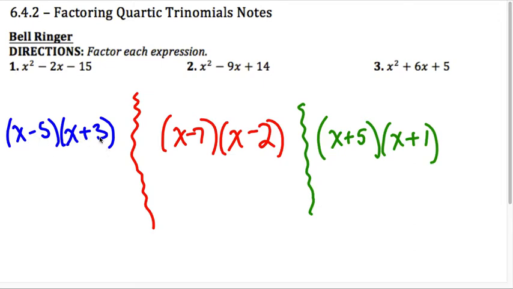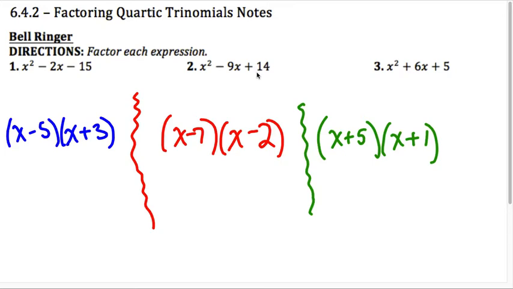Negative 5 times 3 gives you negative 15. Negative 5 plus 3 gives you negative 2. Middle one, two numbers that multiply to give you 14 and add to give you negative 9. Well, 7 times 2 gives you 14, but to get that negative 9, they would have to both be negative. And again, negative times negative will give you a positive 14.